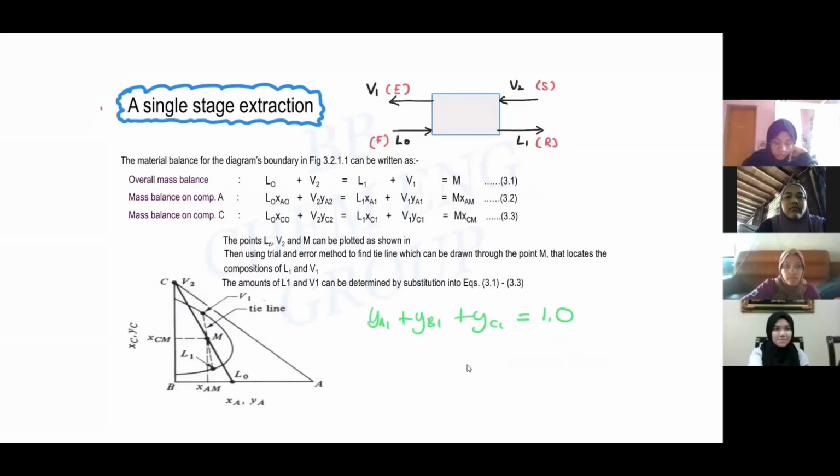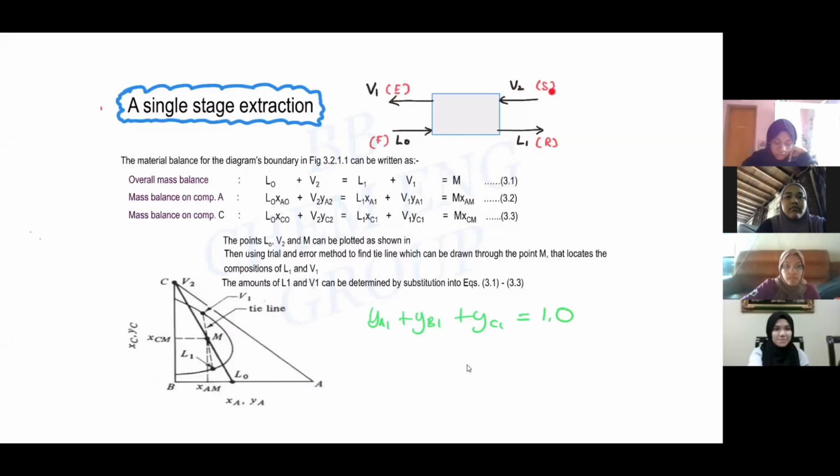Okay, so single stage extraction. There are a few things that you need to know. First is to label your schematic diagram. We are using L naught as our feed, L1 as our raffinate, V1 as our extract, and V2 as our solvent.